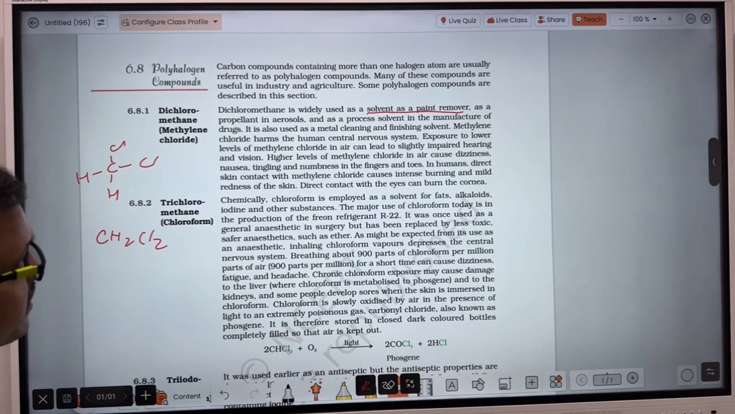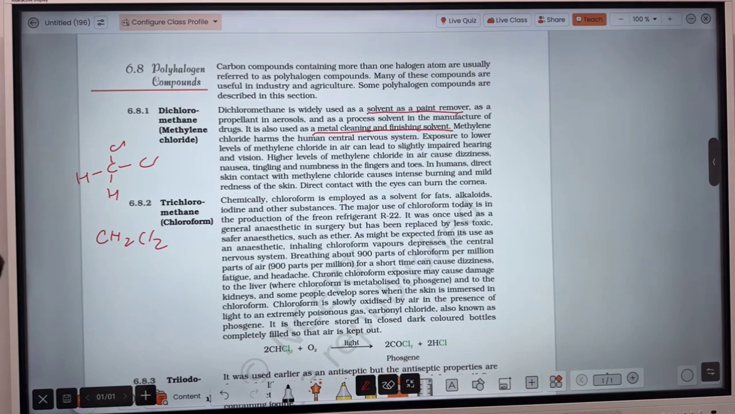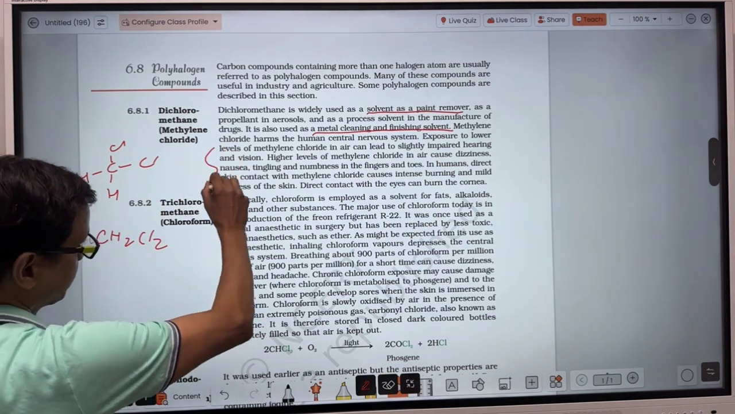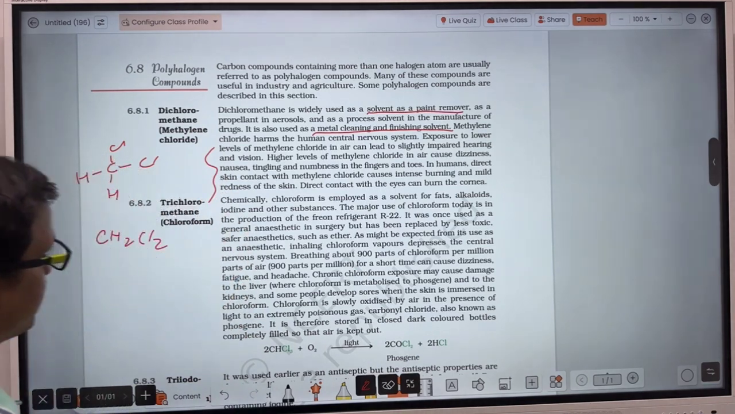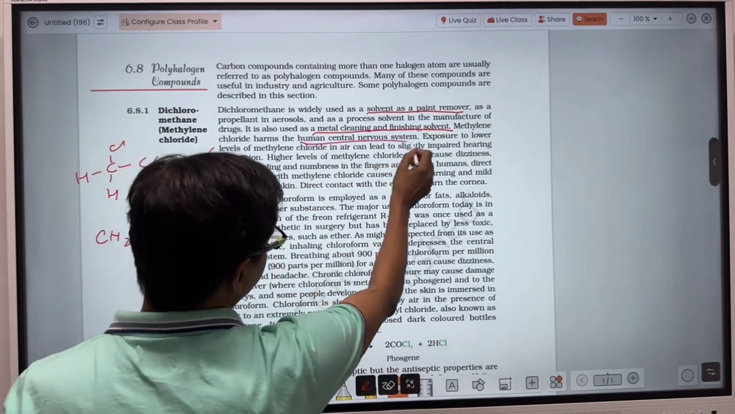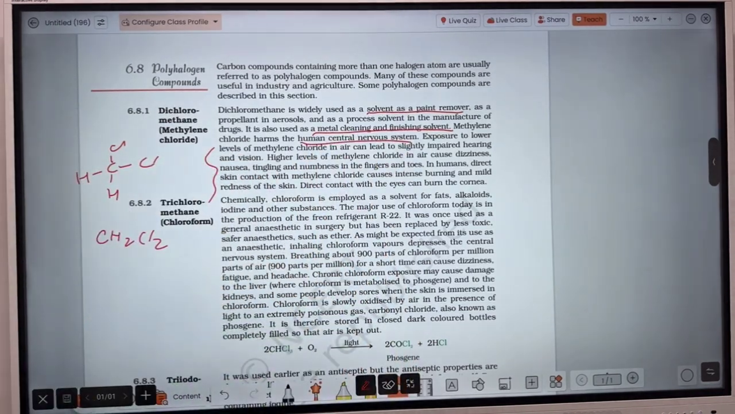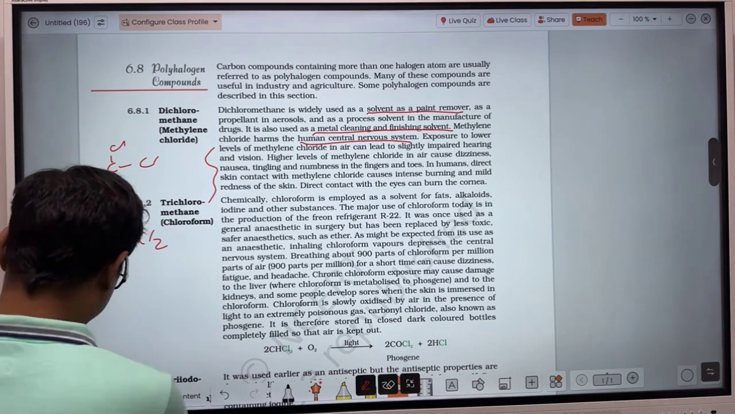It is also used as a metal cleaning and finishing solvent. What is the negative here? Approximately all chlorine compounds have an adverse effect on human health. Here it affects the central nervous system. Okay, that is about dichloromethane or methylene chloride.